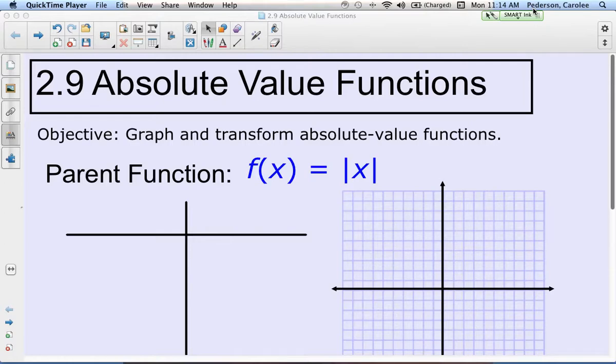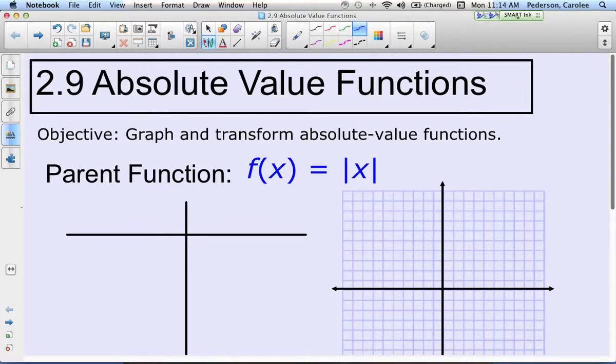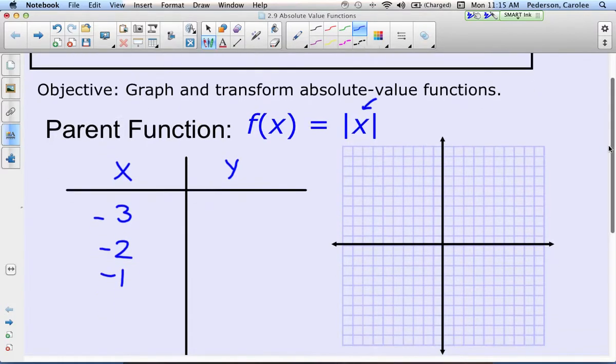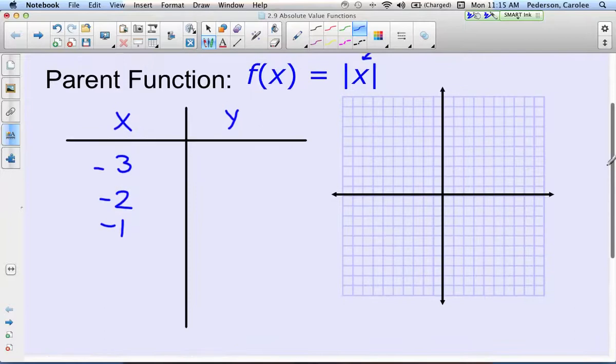So remember, the x is going to be your domain, what you're going to substitute in, and the y represents your range, what you're going to get out. And we're always substituting into the x right there. So let's just try a few numbers in the negative direction: -3, -2, -1. And then I'll try a few numbers in the positive direction: 0, 1, 2, and 3.